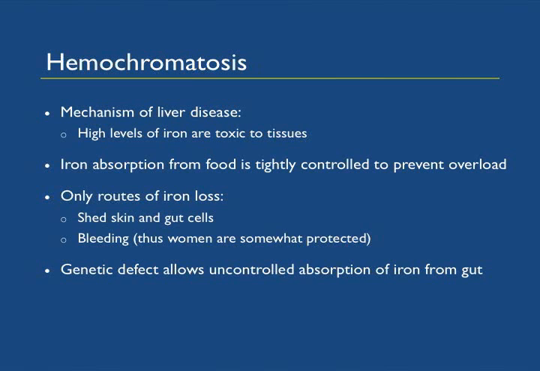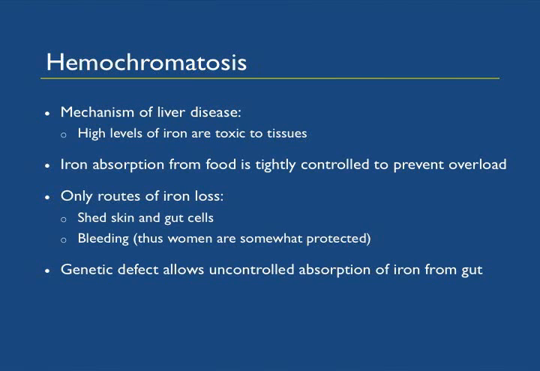In addition, iron absorption from food is tightly controlled to prevent overload, as iron is essential, but an overload is toxic. We only have two routes to get rid of excess iron. First, by shedding skin and gut cells, which do contain some iron, and second, bleeding. This is why women are much more protected against getting the iron overload disease, because they are losing blood automatically during the reproductive years. They may develop iron overload after menopause.